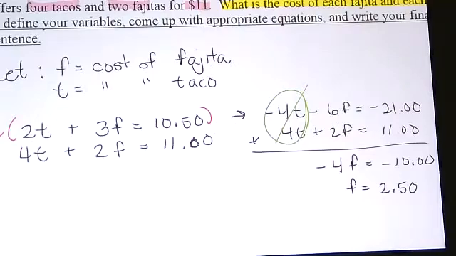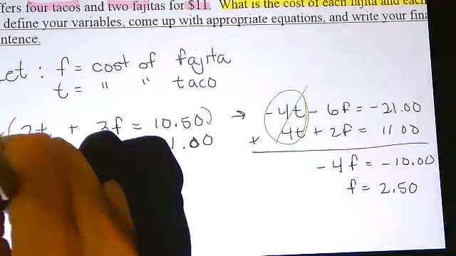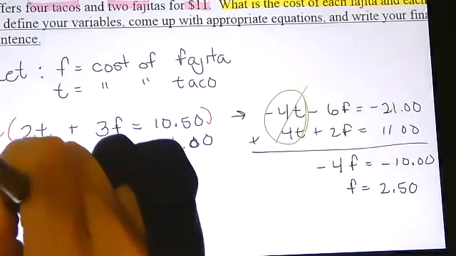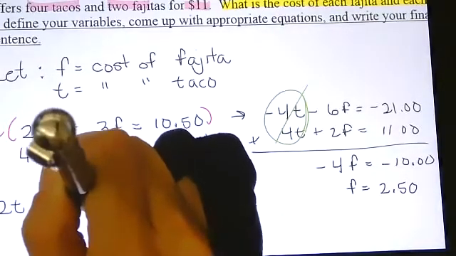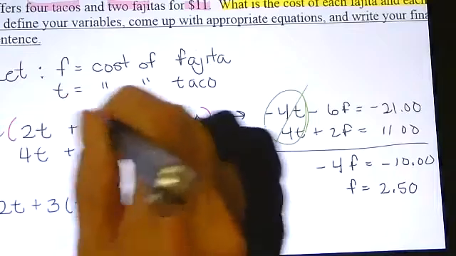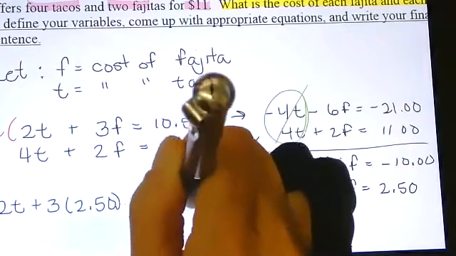Hold on one second. Let me pause. Back where we were here. So we got the fajitas. We need to figure out how much the tacos are. So 2t plus 3 times f, and each fajita is $2.50. This is just this top equation right here, equals $10.50.